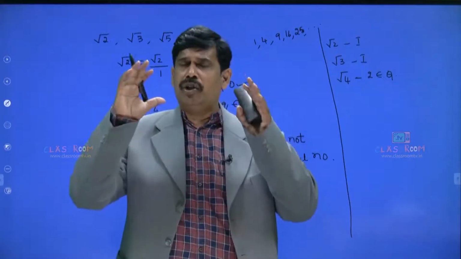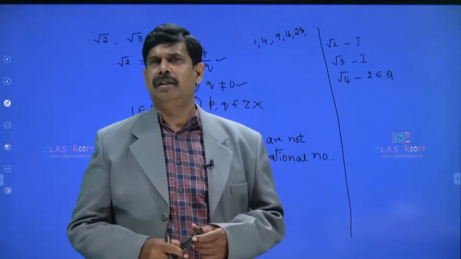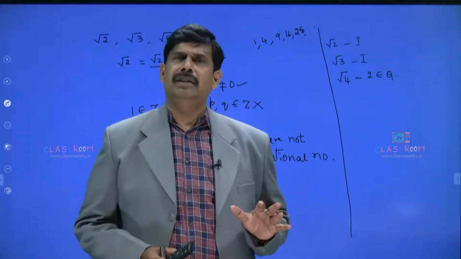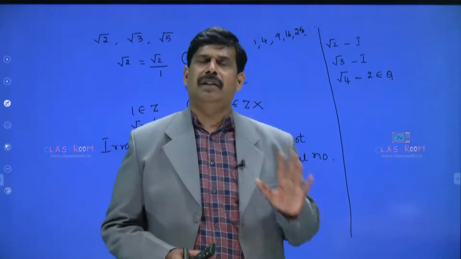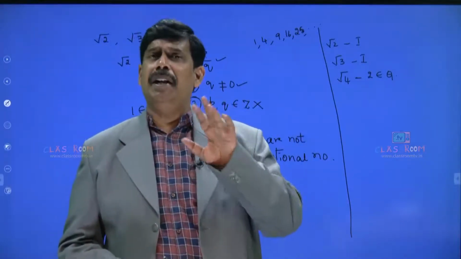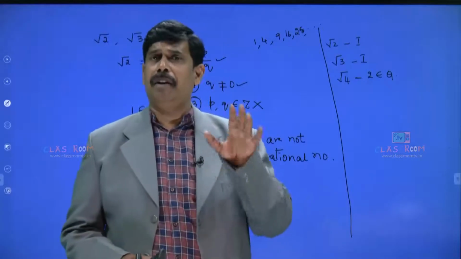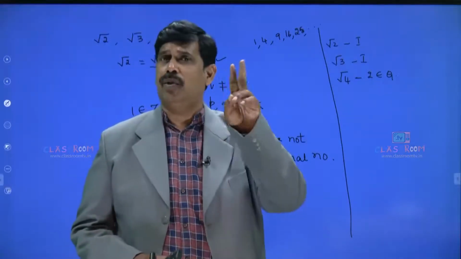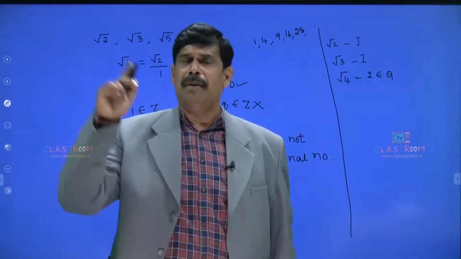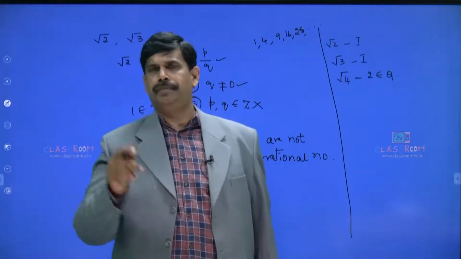So that means what should be in your mind? The square root of a perfect square number is rational, not a perfect number. See, there are two numbers, children. One is a perfect number, one is a perfect square number. There is a lot of difference between the two.